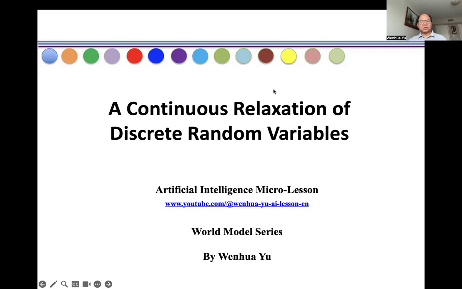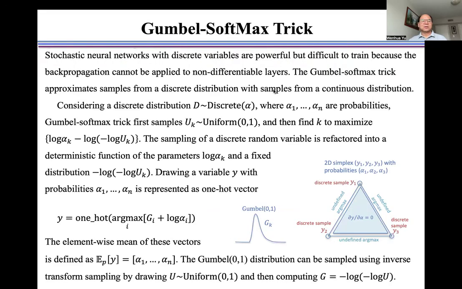In this video, I introduce a continuous relaxation of discrete random variables. Stochastic neural networks with discrete variables are powerful but difficult to train because backpropagation cannot be applied to non-differentiable layers. The Gumbel-softmax trick approximates samples from a discrete distribution with samples from a continuous distribution.